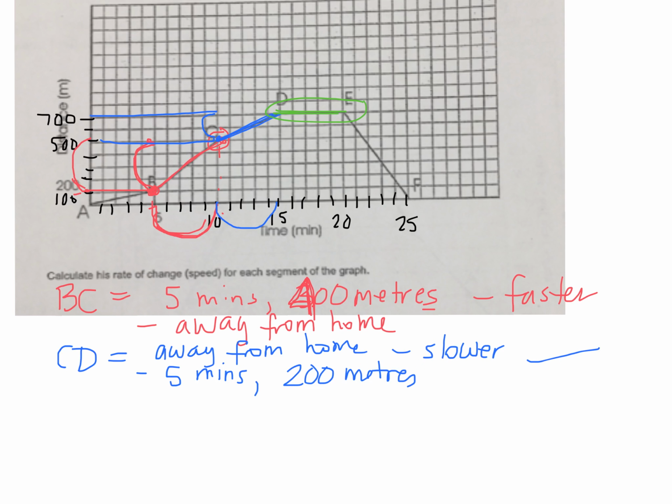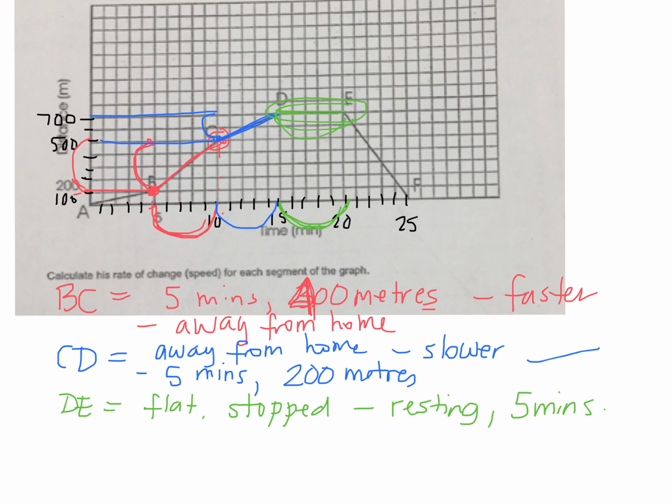From D to E, it's flat. What does that mean? He's just doing what? He's just sitting down, he's resting. Good. He could be taking a break, checking his phone, sending a text message. Whatever it is, right? How many minutes is he resting for? Good. 5 minutes. How do you know? For this part of the graph, he's not actually moving.